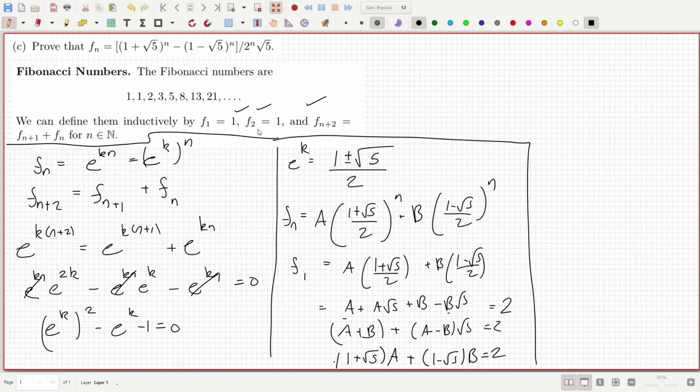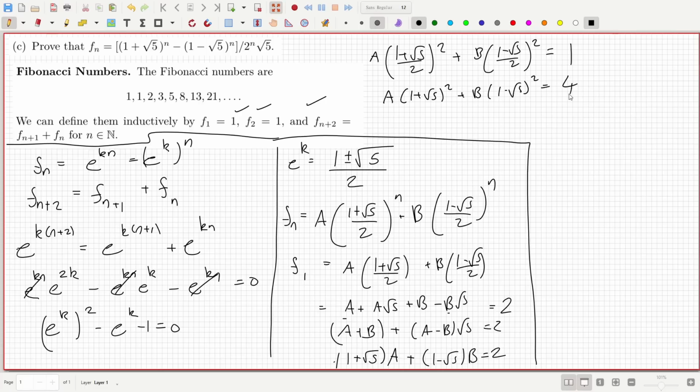Okay, let's put in the second one. F2 should be 1. So that's A times 1 plus root 5 over 2 squared plus B times 1 minus root 5 over 2 squared equals 1. So if I multiply by 4, I get A times 1 plus root 5 squared plus B times 1 minus root 5 squared equals 4.